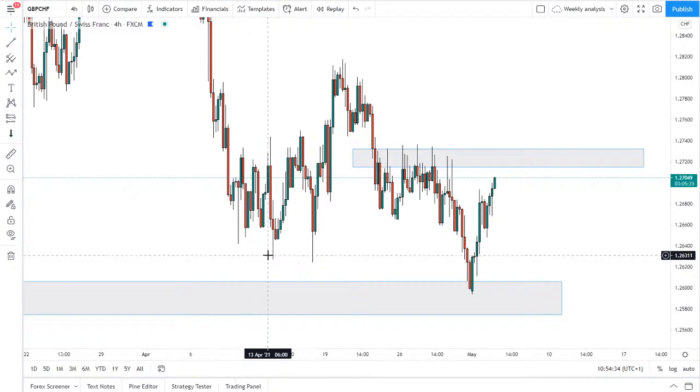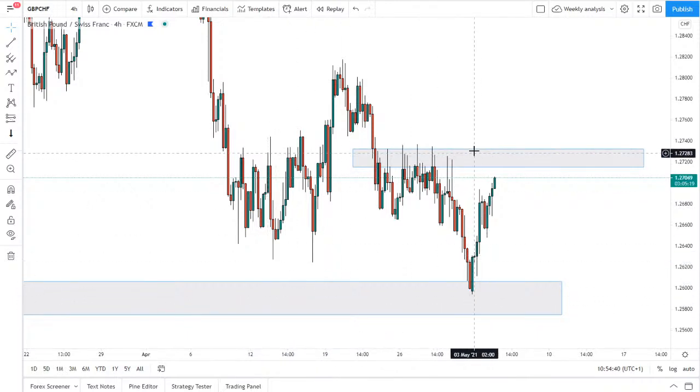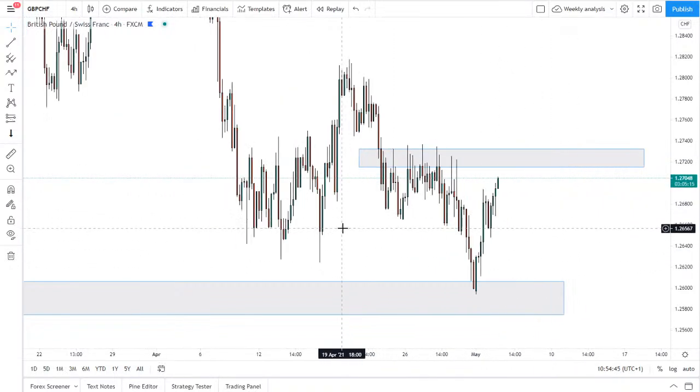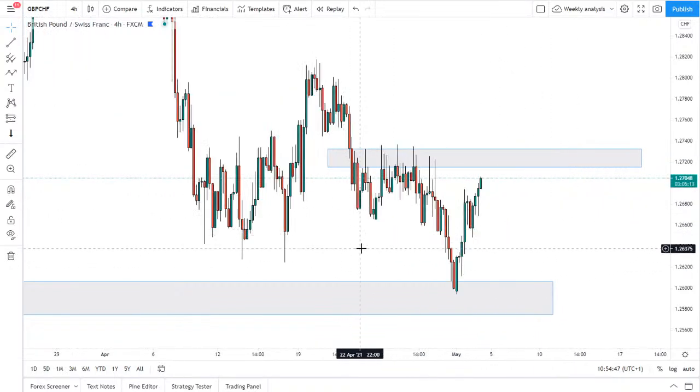But right now, currently on GBP CHF, we could get a move to 1.27200, and then potentially a move into 1.27800 after that. So we're going to see how this gets on and see if we can get a move to the upside for this pair.